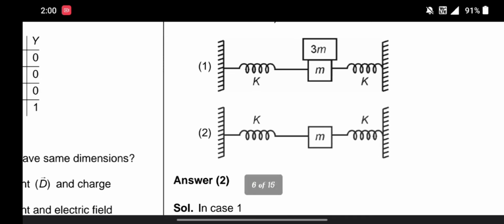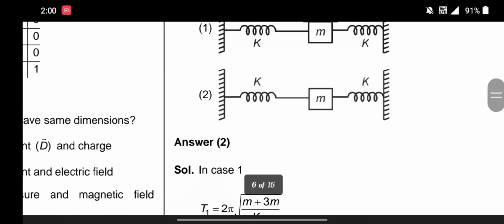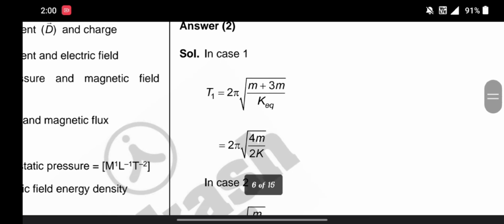In this, they are given one that is 3 meter by meter, another is meter. Okay, in case 1, if you see the two cases they are given, T1 is equal to 2 pi into root (m plus 3m) by k. So 3m plus m will be 4m by 2k, therefore T1 is 2 pi into root 4m by 2k. In case 2, T2 is equal to 2 pi root m by 2k.